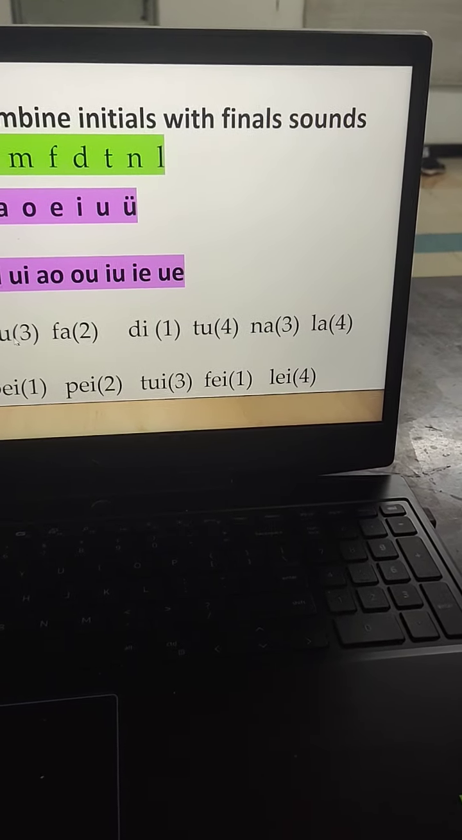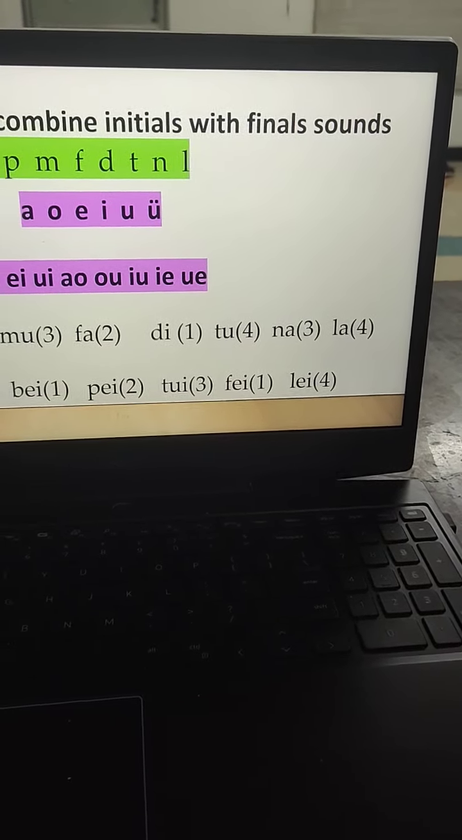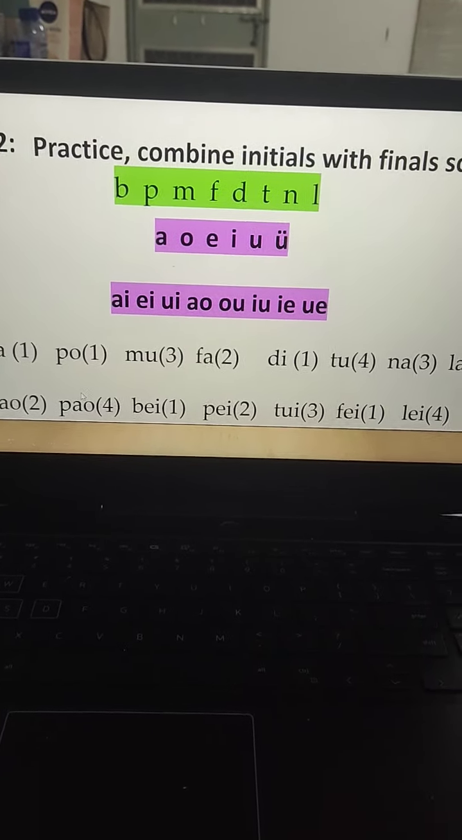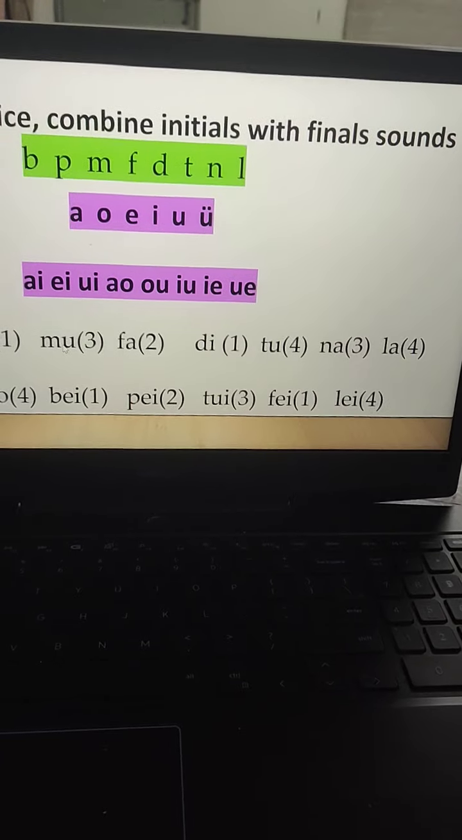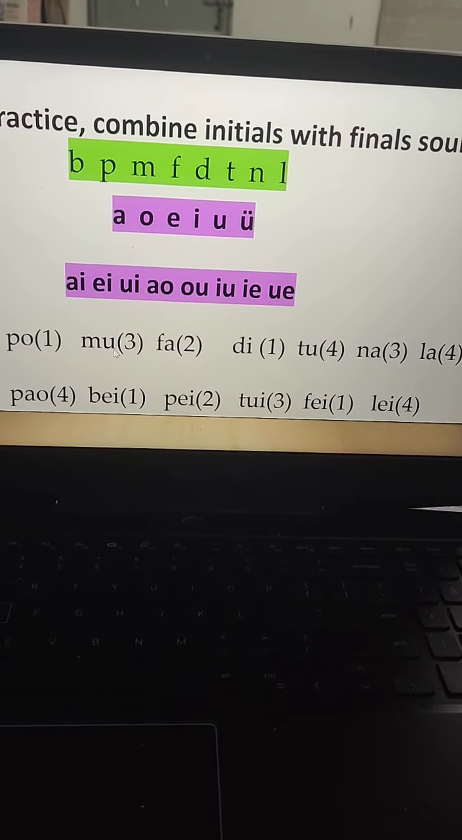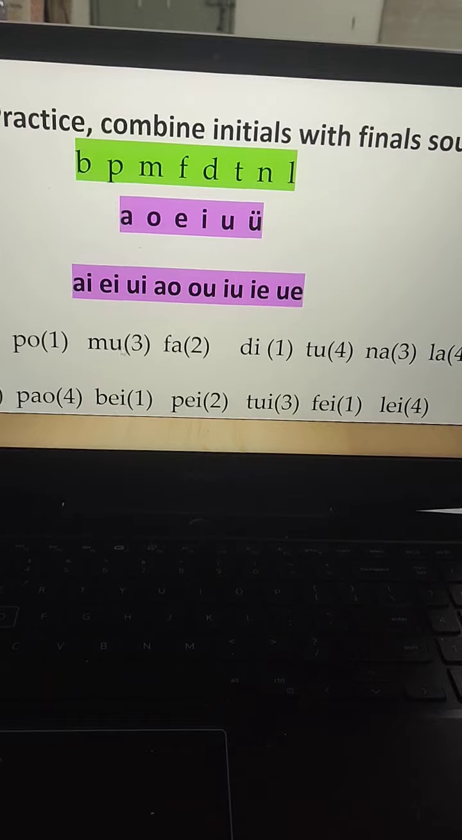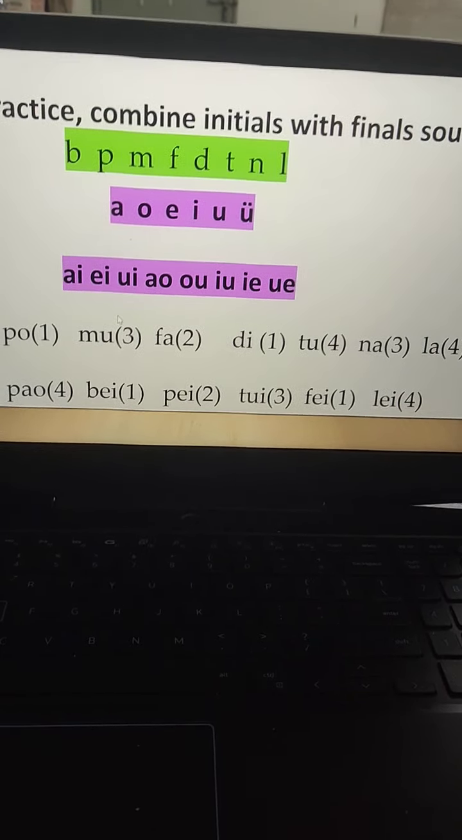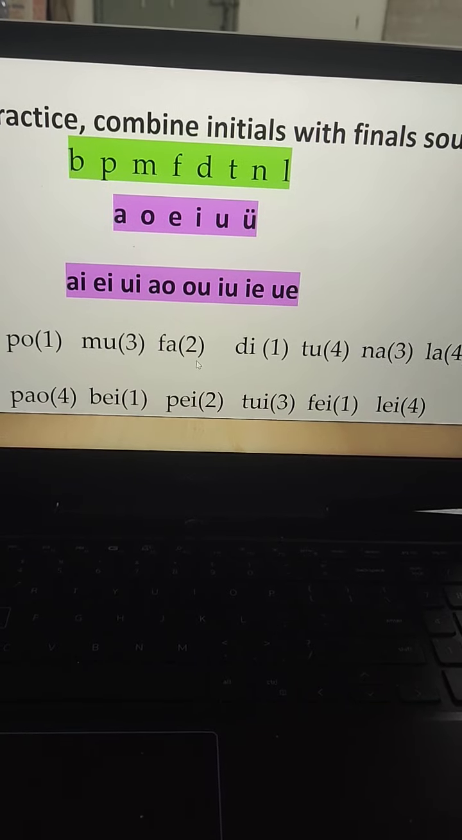Try to practice by yourself, okay? Okay, now let's check it. Mo, u, mu. Mo, u, mu. This one, second tongue.